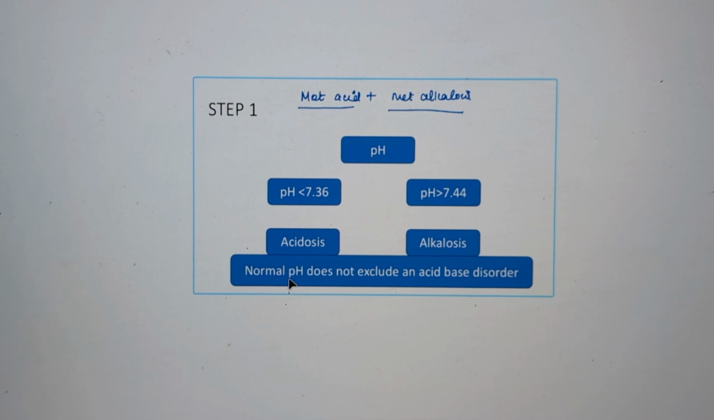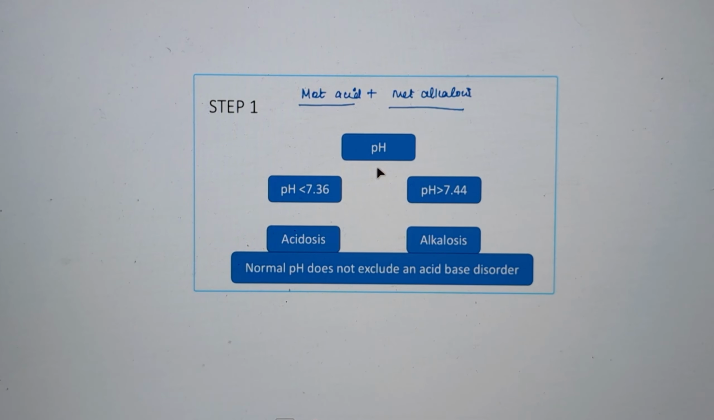Even a normal pH, 7.36 to 7.44, does not exclude the possibility of an acid-base disorder. In mixed acid-base disorders, the pH can still appear normal due to compensatory mechanisms. For example, in a patient with both metabolic acidosis and metabolic alkalosis, one disorder can cancel out the other, resulting in a normal pH.